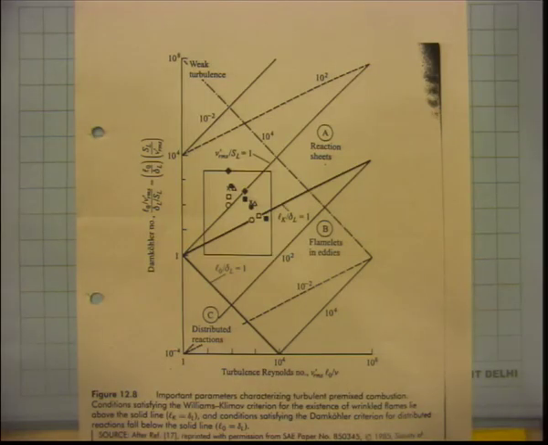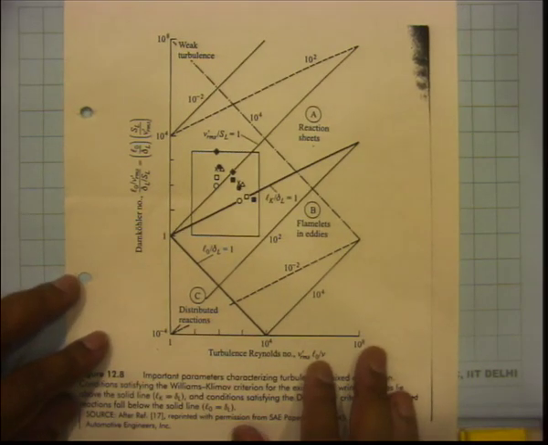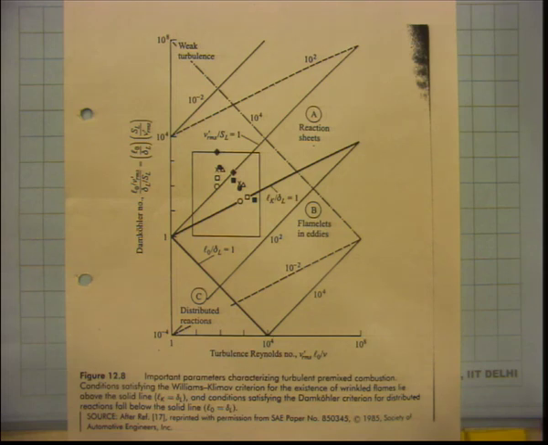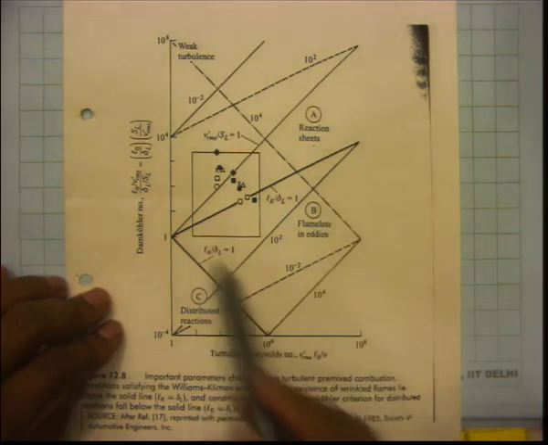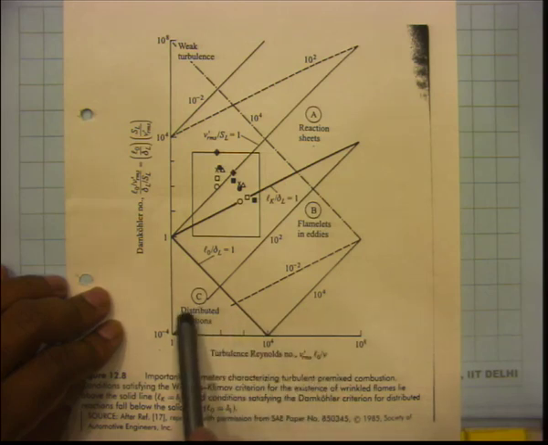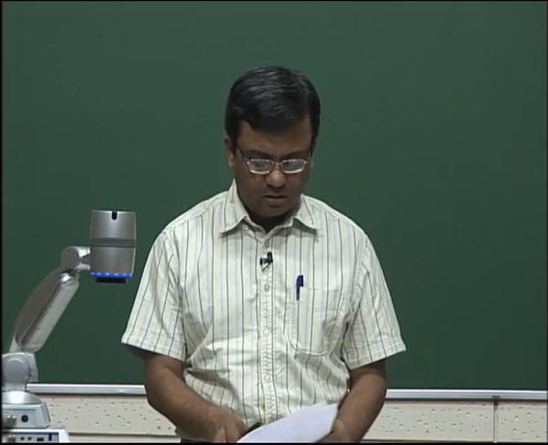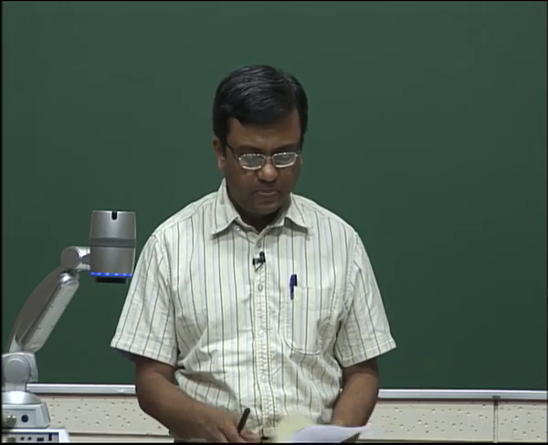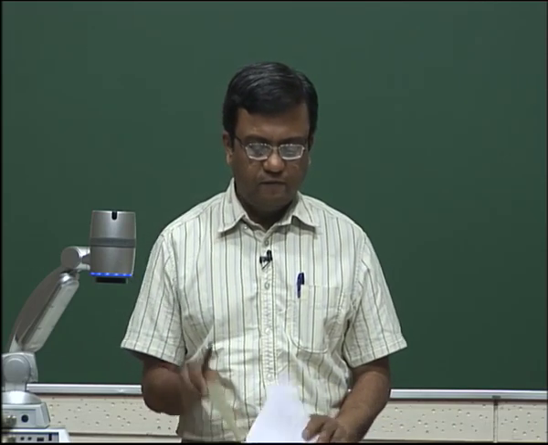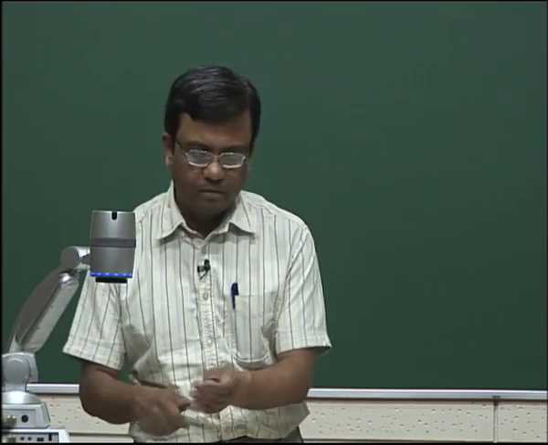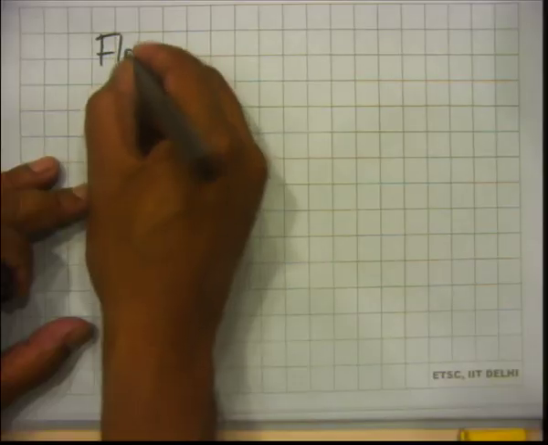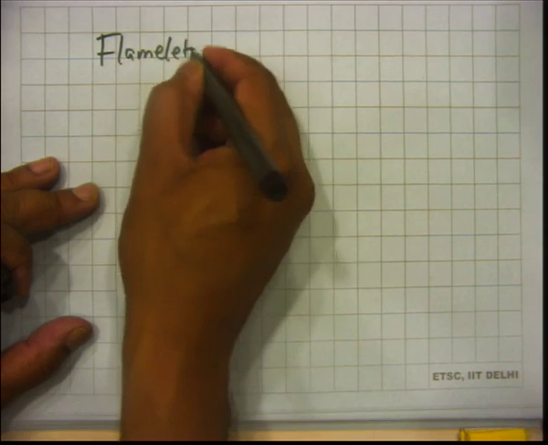All right. So, coming back to this, we have two more regimes. So, one is flamelet in eddies, another is distributed reaction zone. Okay. Now, what are the characteristics of some of these? We have flamelet in eddies regime, flamelets in eddies.